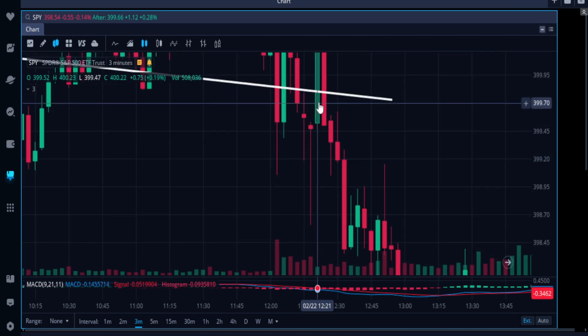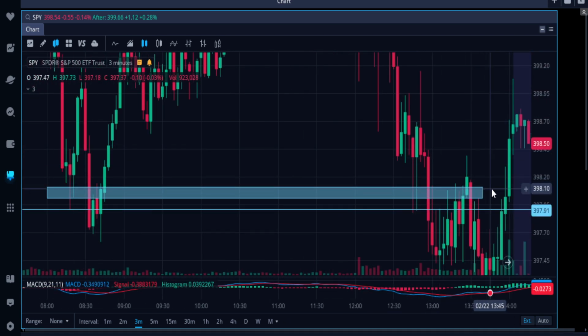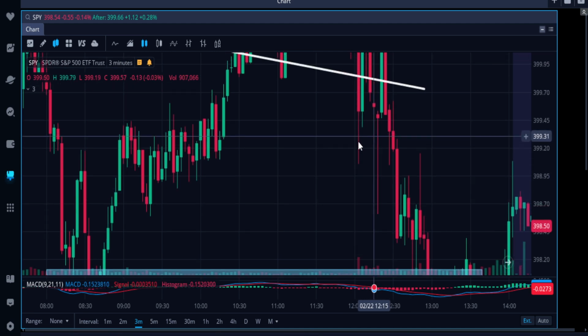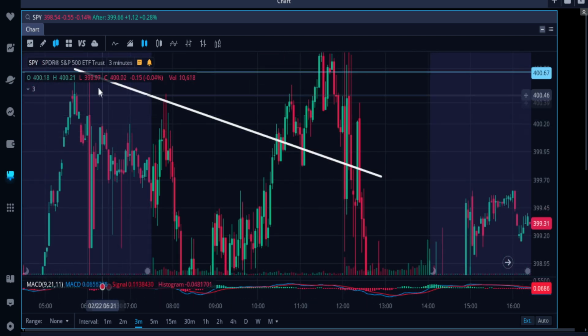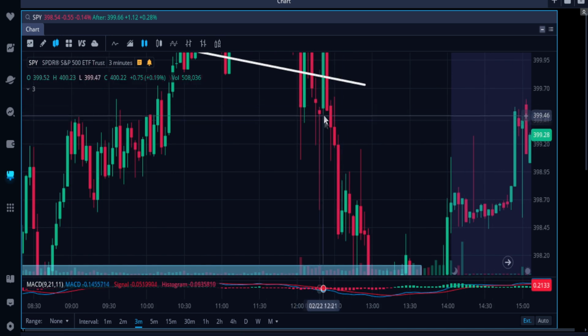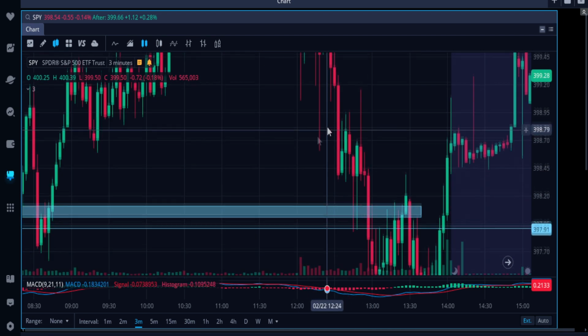So the contract from when I bought it around here, just under that 400, down to about this 397 area, the contract moved 92%. So that's pretty much what I did, was just take the breakdown of this trend line. Once I had enough confirmation, I got a pullback. I entered to get a decent entry. And then from there, just waited for it to hit the target.